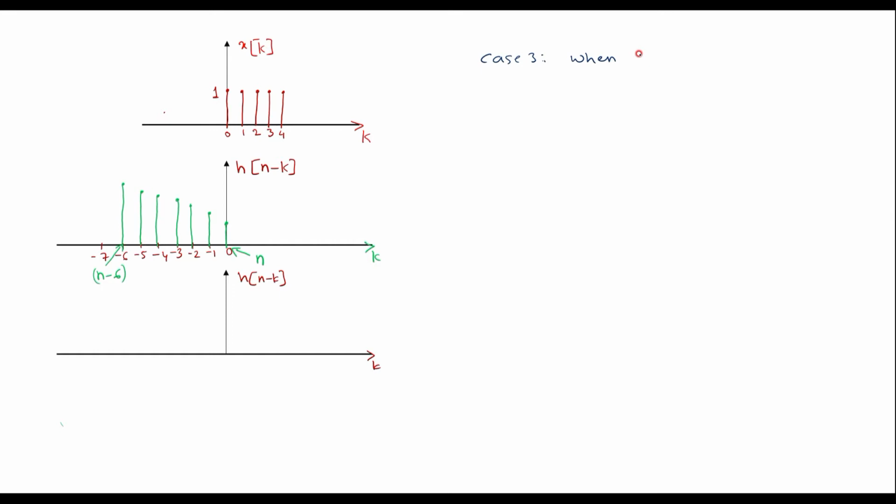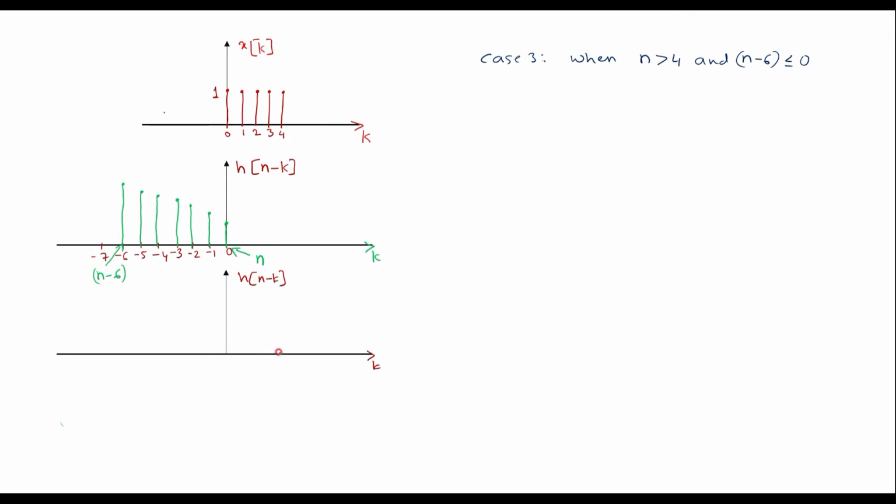When n is greater than 4 and n minus 6 is less than or equal to 4. So now we'll try to plot h of n minus k for this condition, that is n is greater than 4 but n minus 6 is less than or equal to 4. Here we can observe that, as I said, let this be the head end of h of n minus k, that is point n. So when n is greater than 4 means we are supposed to shift this point which crosses 4, that is greater than 4.